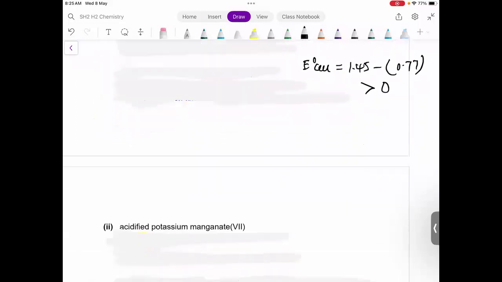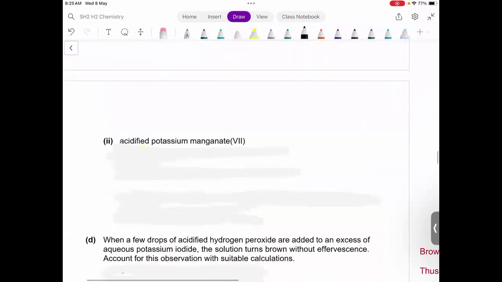Can I move on? You can balance it yourself. So let's look at this acidified KMnO4. Chlorate(V) only undergoes reduction. Then how about potassium manganate here?